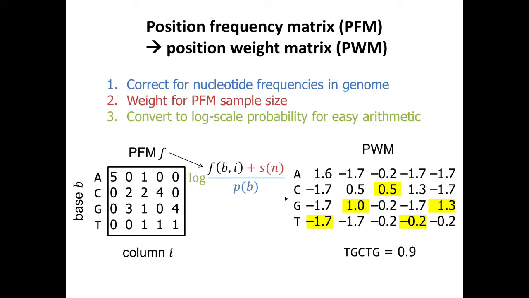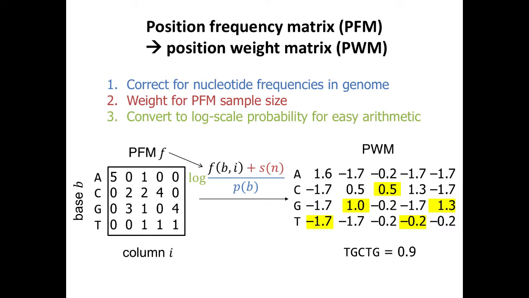So here's how you would score the site TGCTG against this position weight matrix. You simply look at each one of these columns, TGCTG, you find the appropriate row at that column, you get the number, you add them all together, and that's your score for a potential binding site. Yes? You get the minus, sorry. How did I get the minus?